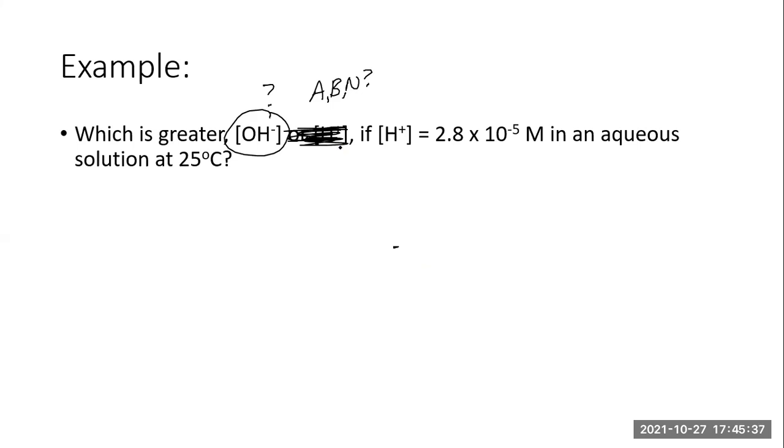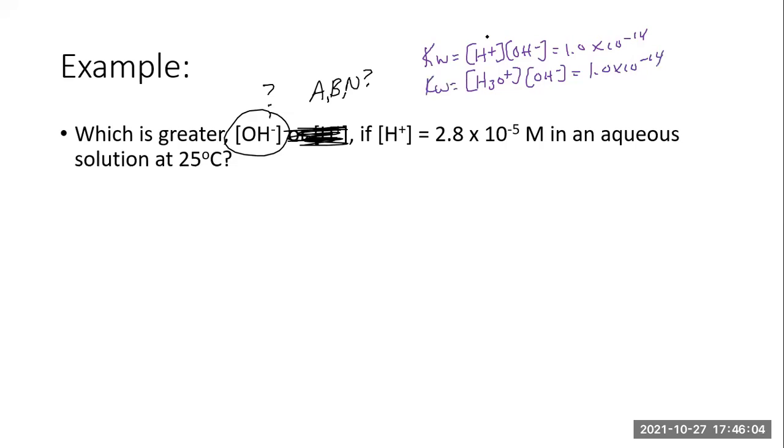We're looking for the OH minus concentration. So that again is our Kw that we want to use, which is the H plus times the OH minus, which equals 1 times 10 to the minus 14. Again, a reminder that you can swap out the H plus for H3O plus times OH minus. It's equal to 1 times 10 to the minus 14. Both are basically the exact same thing. I typically use H plus, so we'll use that one.